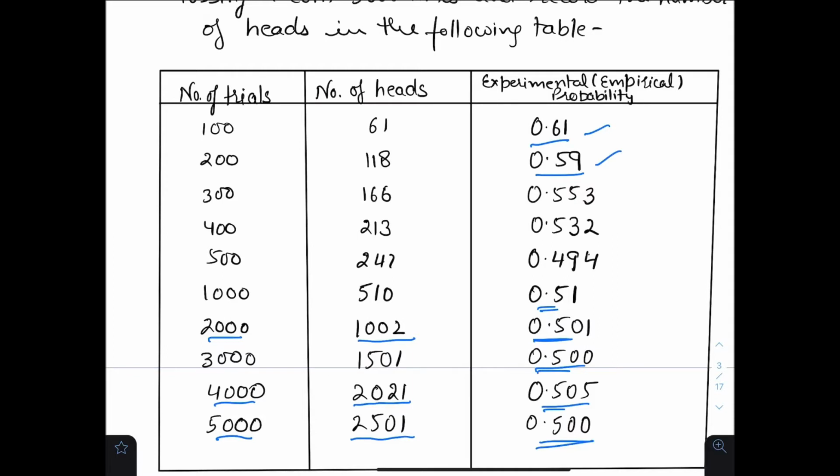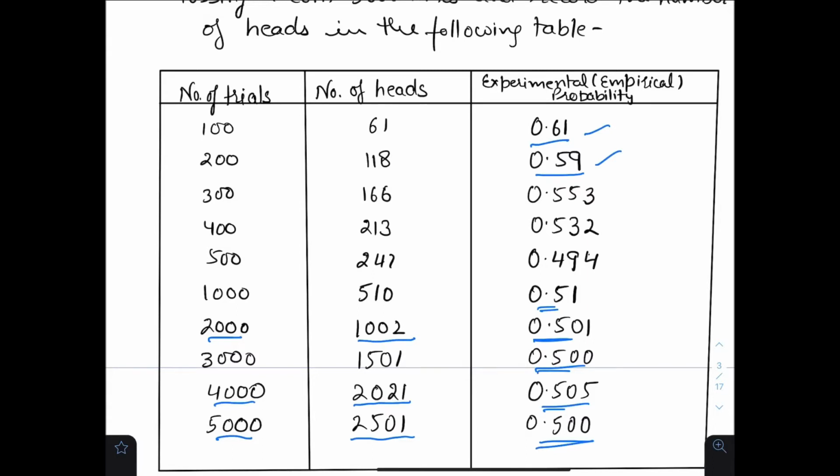Thus, if we increase the number of trials to a very, very large number, say 1 lakh times, can you comment on the probability of head? If we concentrate on the approaching number, we may say that the probability of head is very near to 0.5 or 1 by 2. In the same manner, the probability of tail is also very close to 1 by 2.